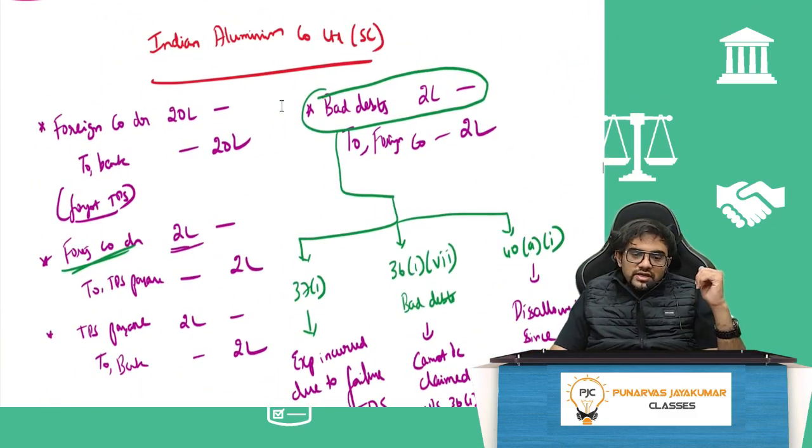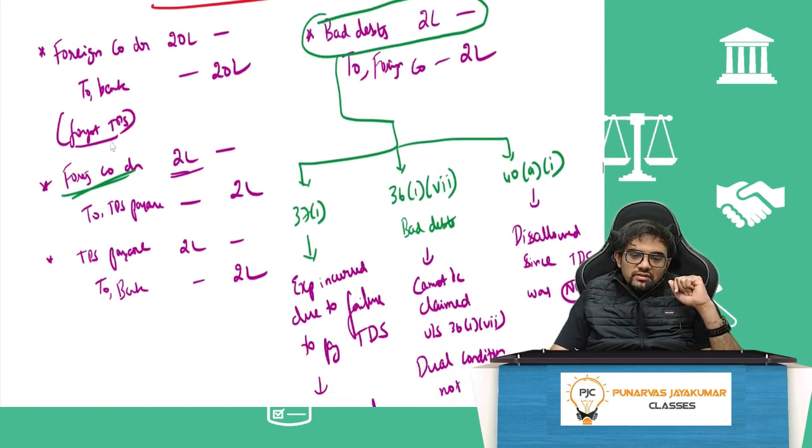So foreign company debit 20 lakh to bank 20 lakh. They forgot to deduct TDS. Foreign company debit 2 lakh to TDS payable 2 lakh, I did. Then TDS payable 2 lakh to bank 2 lakh, I did. Then I made bad debts. Bad debts 2 lakh to foreign company account 2 lakh.